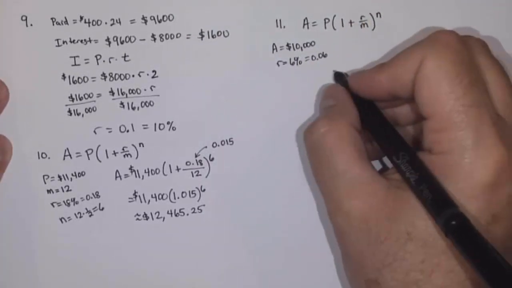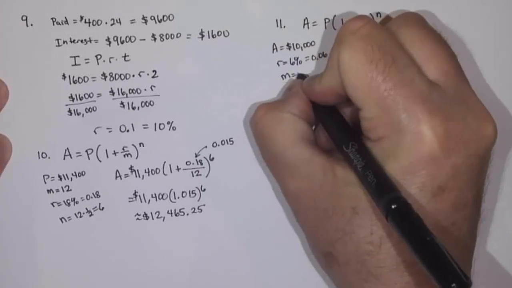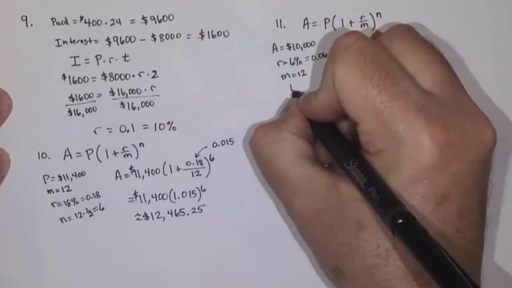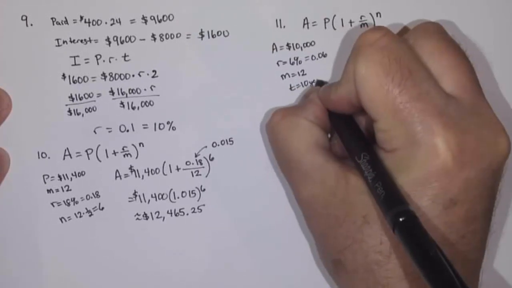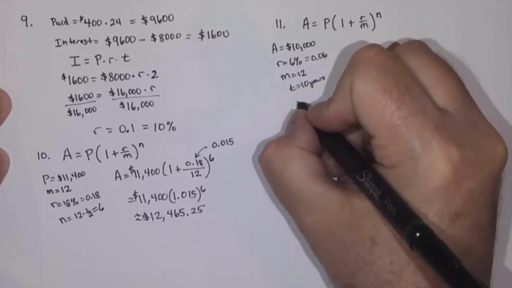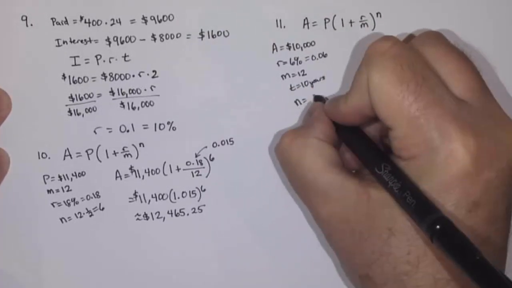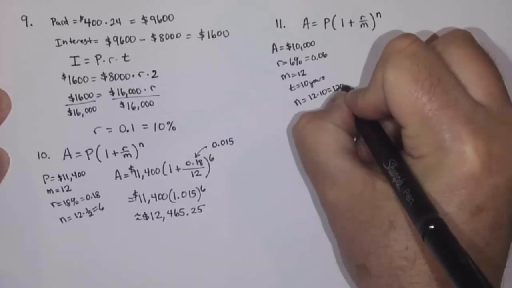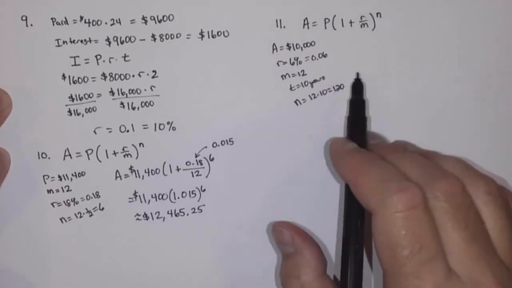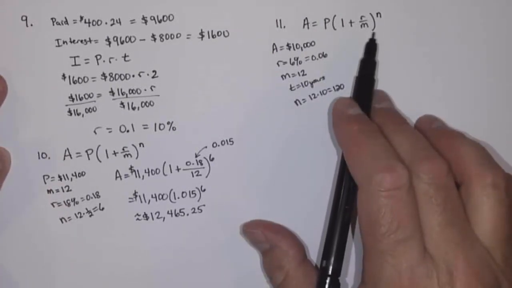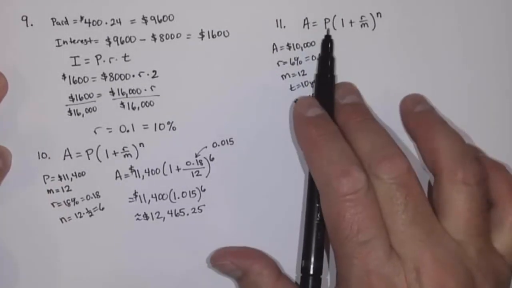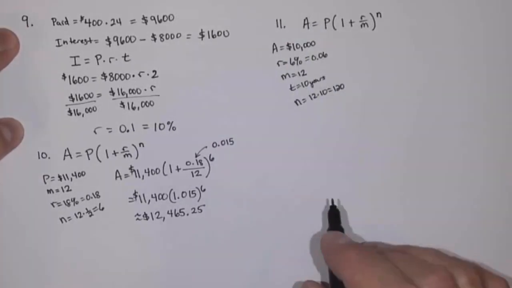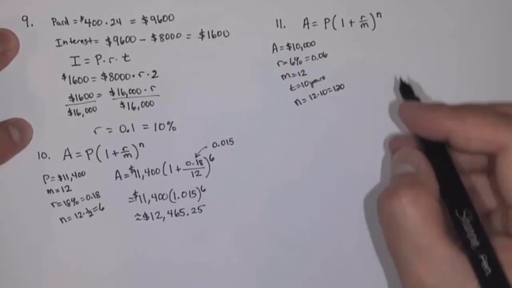We're compounding monthly, so M equals 12. And we're going to do that for 10 years, so T equals 10 years. And so that means that N is going to equal 12 times 10, which is going to be 120. So we're going to compound interest. It's going to be calculated 120 different times. So if I fill these in, I need to solve for P. I need to know what's the present value if it's going to be worth $10,000 in 10 years.